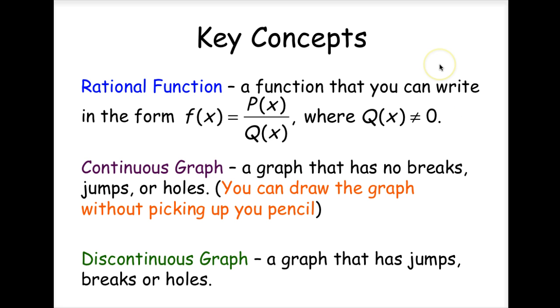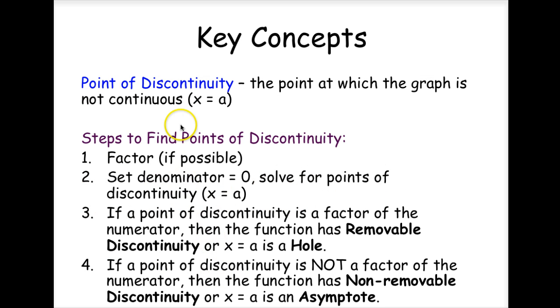Our key concepts. A rational function is a function that you can write in the form f of x is equal to p of x over q of x, so written like a fraction, where q of x cannot equal 0. A continuous graph is a graph that has no breaks, jumps, or holes. That means that you can draw the graph without picking up your pencil. A discontinuous graph is a graph that has jumps, breaks, or holes in it. A point of discontinuity is the point at which the graph is not continuous. So it would be that hole or that jump or that break.